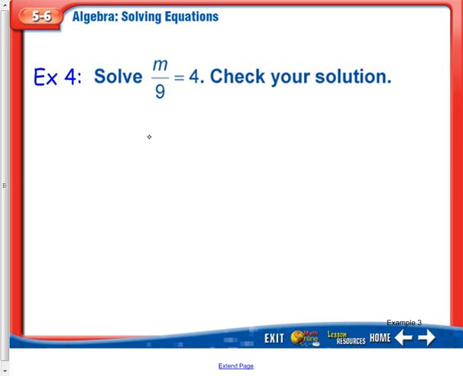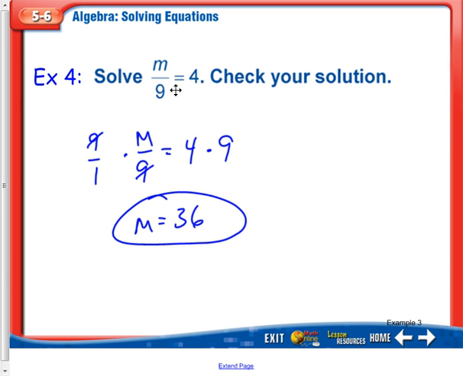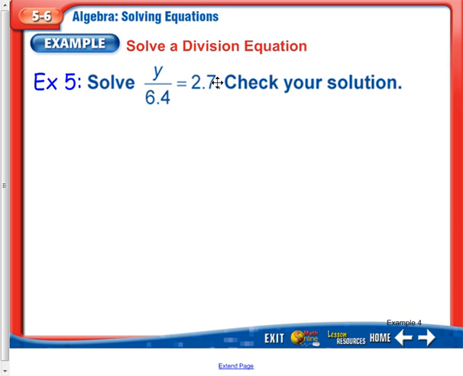For example 4, again, copy the problem. Give yourself some room on the left when you're doing your homework. M divided by 9 equals 4. Since we're dividing by 9, we're going to multiply by 9/1. And then whatever you do to one side, you have to do to the other. I'm not writing it as a fraction over here because I didn't have a fraction. The 9's are going to cancel, and so I'm left with m equals 36. And I can check that. 36 divided by 9 does equal 4, so that works.